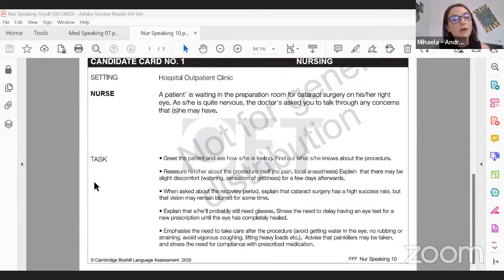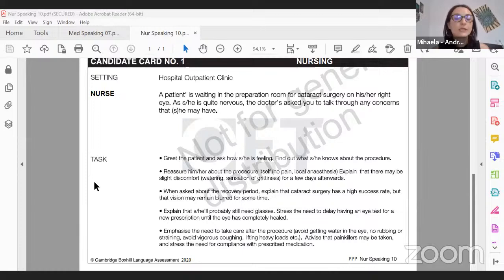And how long is the recovery period? Probably 14 days or 2 weeks or more than that. But probably the doctor will explain exactly how long you will take to recover, and you will come back to see how it goes after this period.